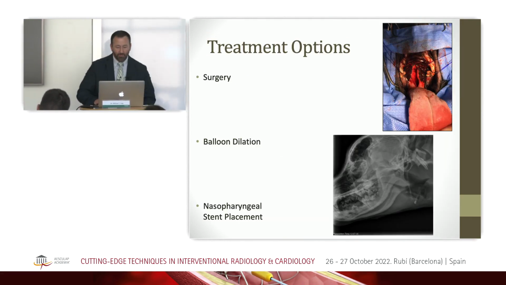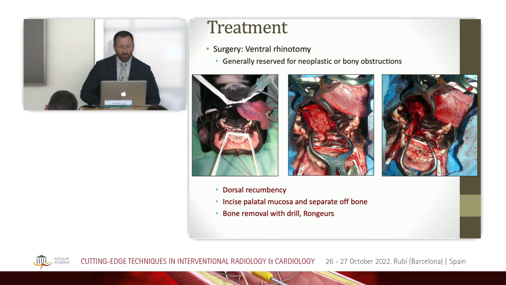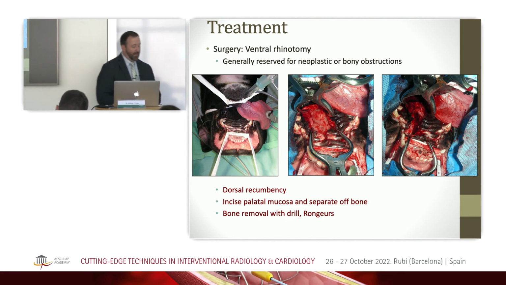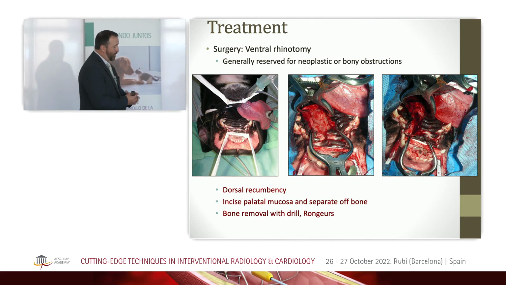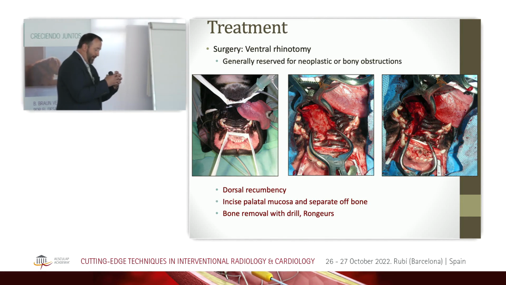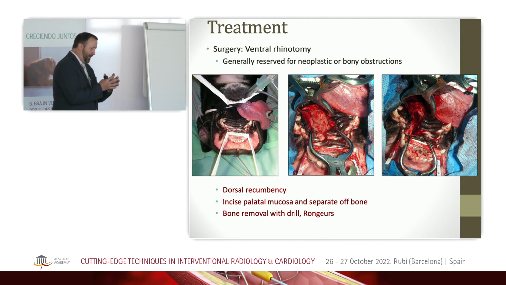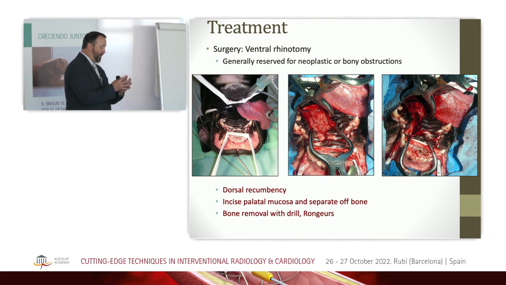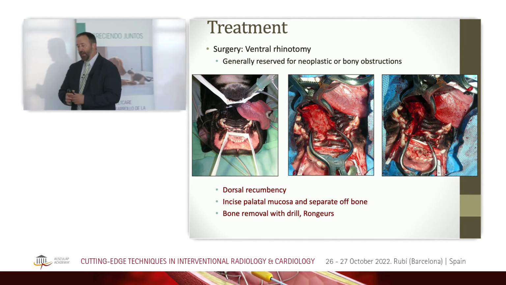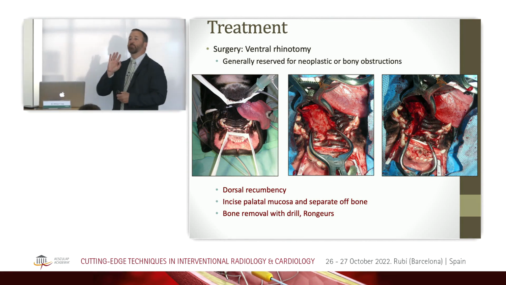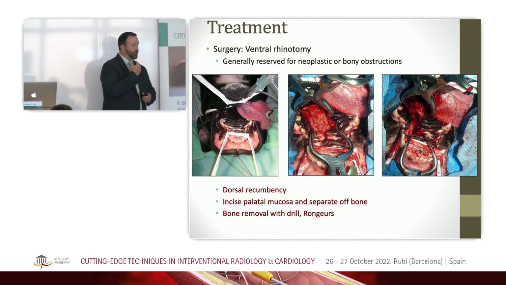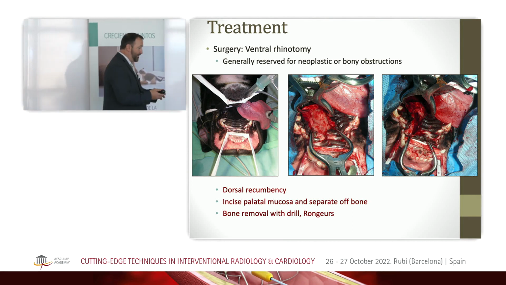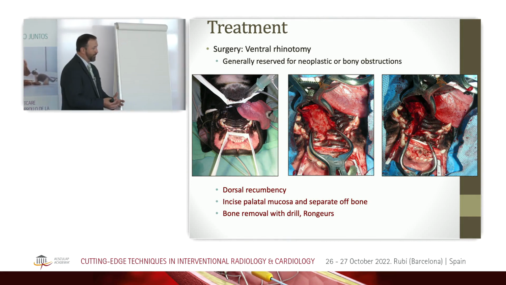So here's an example of that. This is another one of those cases that got hit by a car and had a collapse of all of those bones. The vomer bone was coming in, the maxilla was collapsed, part of the palate was collapsed. In those cases, I have them in dorsal recumbency and do a ventral incision through their hard palate. If you haven't done that before, it's actually a pretty straightforward procedure.